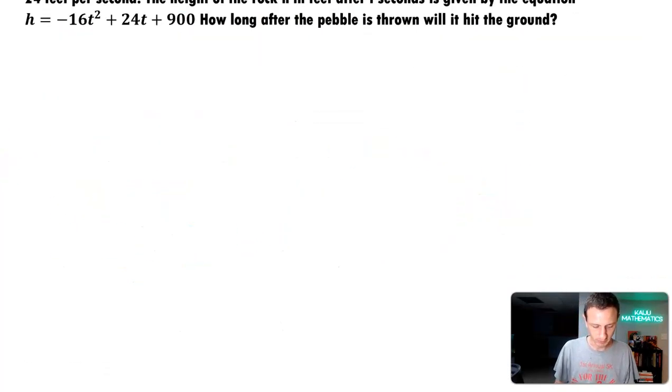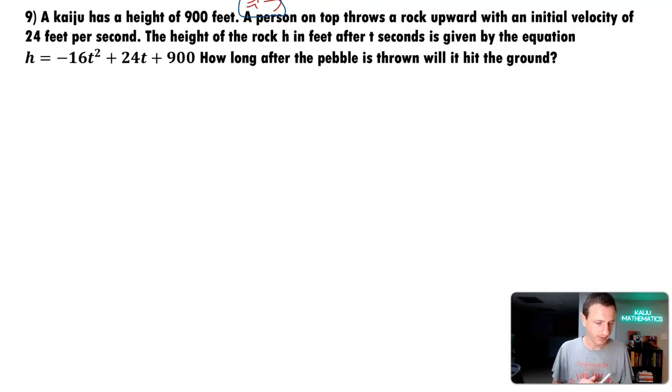And then last one, number 9, a kaiju has a height of 900 feet. A person on top throws a rock upward at an initial velocity of 24 feet per second. The height of the rock h in feet after t seconds is given by this equation. How long after the pebble is thrown will it hit the ground?